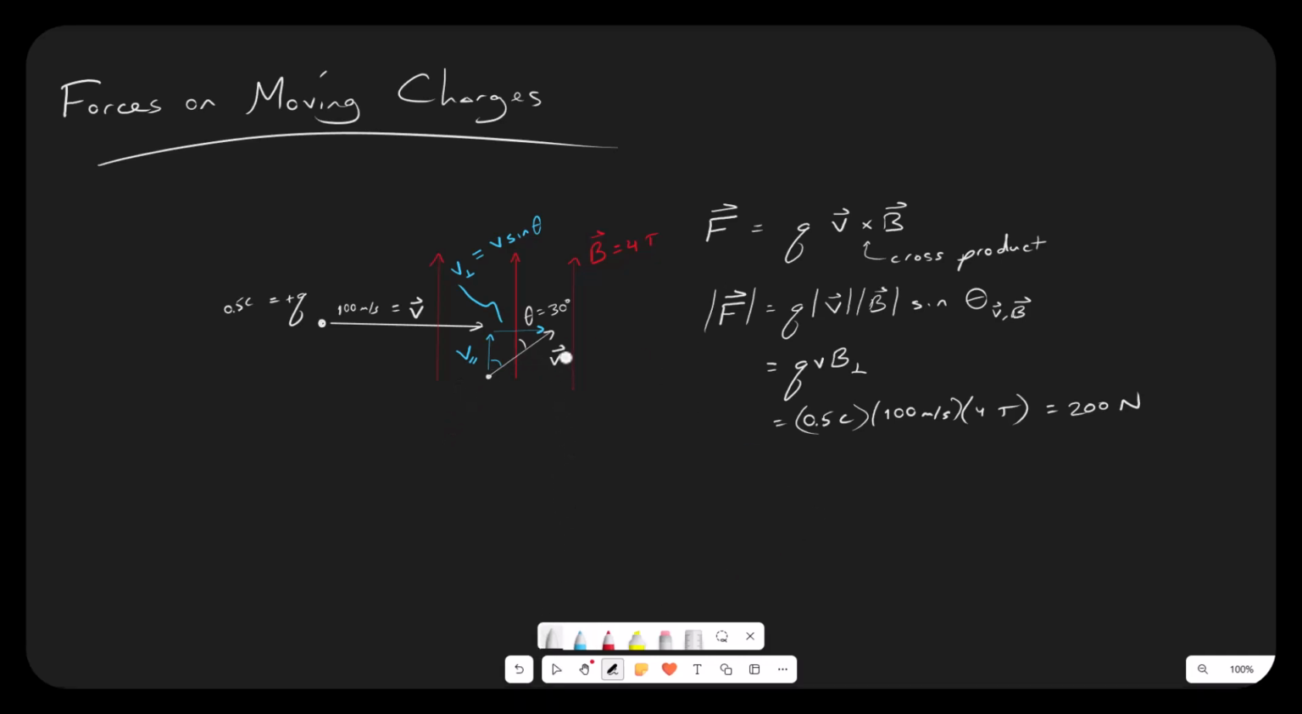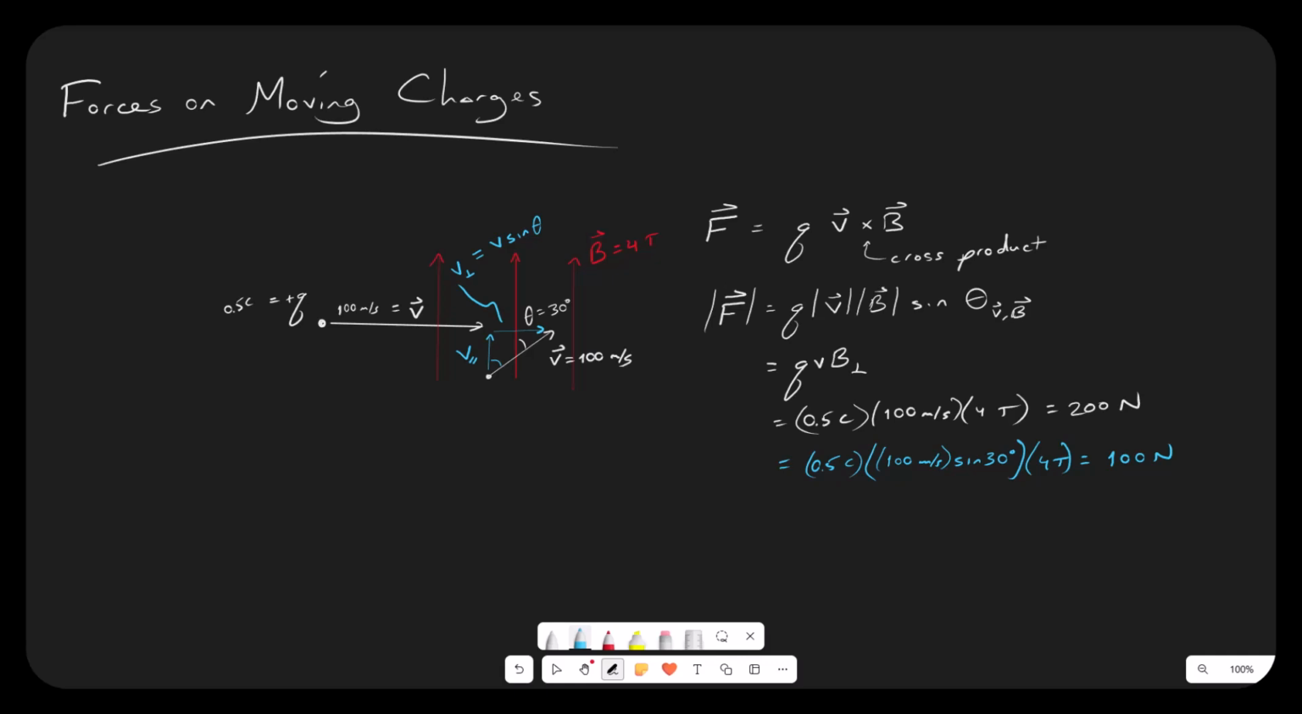So if I still have 100 meters per second, then in this case I will have half a coulomb times 100 meters per second times the sine of 30 degrees times 4 Tesla. The sine of 30 degrees happens to be a half, so this works out to be 100 newtons. So I'm just taking the perpendicular portion and multiplying it.